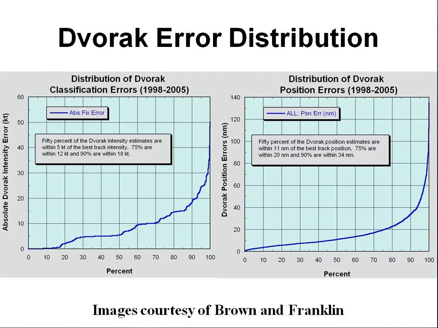Likewise, on the right, position errors refer to satellite center fix versus best track center location differences. For both of these charts, only the time periods that aircraft observations were available are used in the study. The aircraft provide independent, more direct measurements of intensity and position.